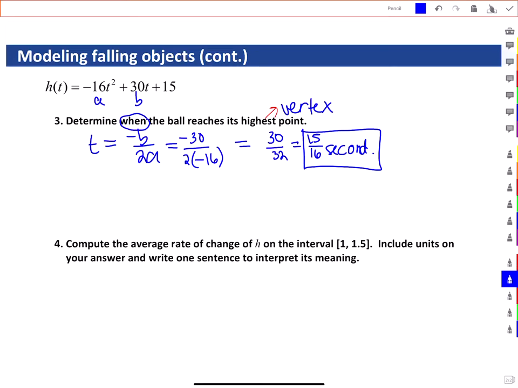Hopefully you've been practicing your average rate of change equation, because we're going to need that here. So remember that our average rate of change on this particular interval would look like h of 1.5 minus h of 1, all divided by 1.5 minus 1. Dealing with decimals can sometimes be a little bit messier, so I'm going to pop over to Desmos again.